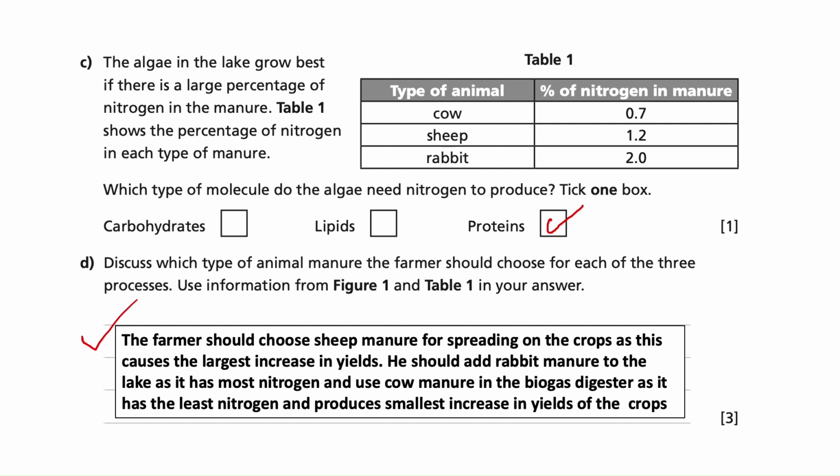You should add rabbit manure to the lake as it has the most nitrogen. We can see that from the table, so we can see there the percent of nitrogen in the manure is highest for the rabbits, as we said. Therefore, that is going to create the greatest algae production.